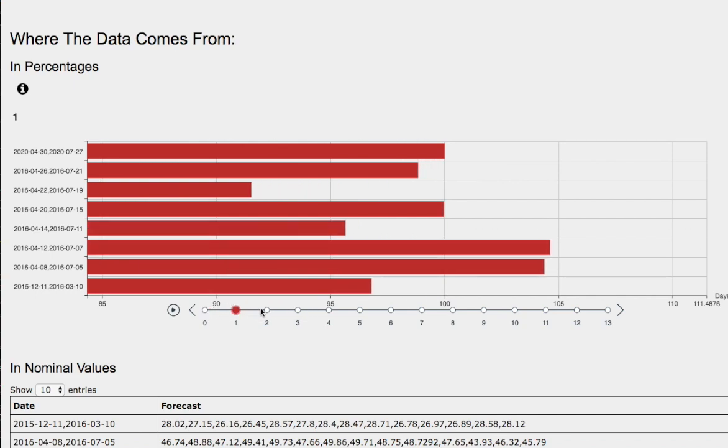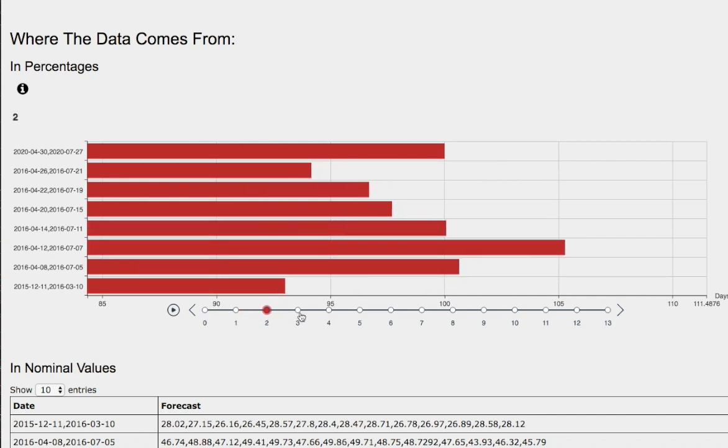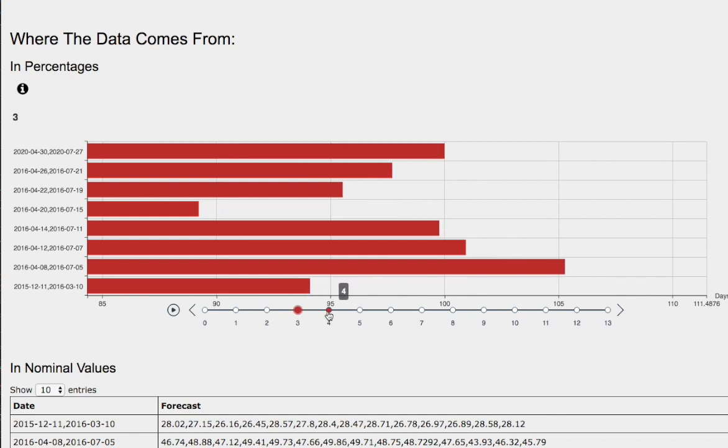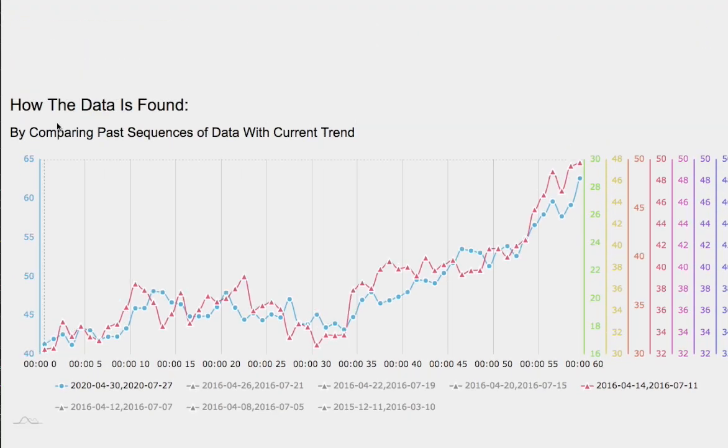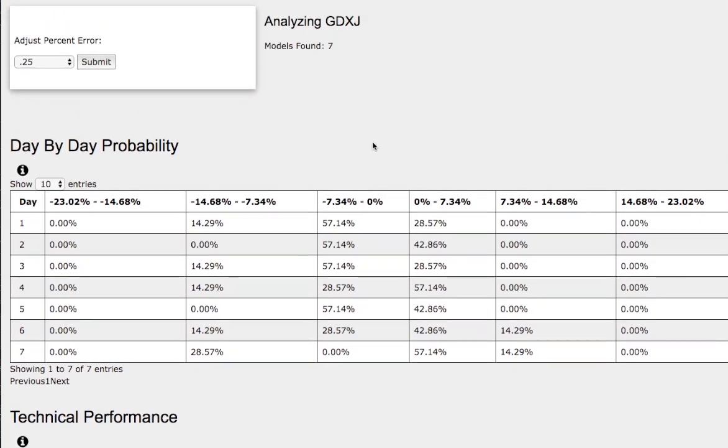So we have 1 day out, that will be a Wednesday, and 2 days out will be a Thursday, and so on. So we have 3, 4, and 5 days out. Back then, GDXJ was, say, down roughly around 2.3%. And if we examine the day-by-day probability model, that coincides with this standard deviation of 57% chance for it to fall between 0 to -7.3% in the next coming days.